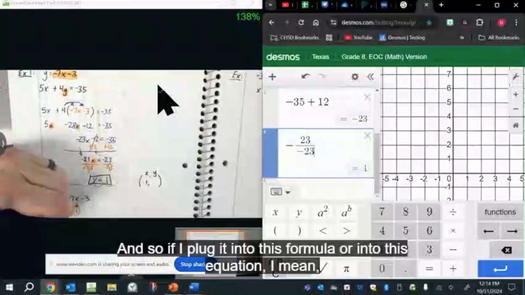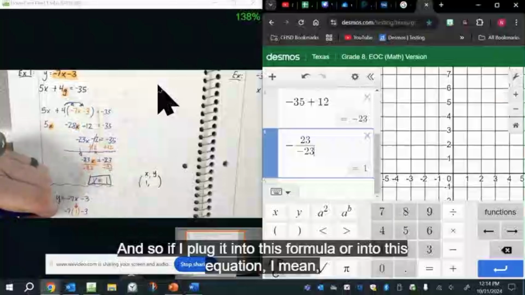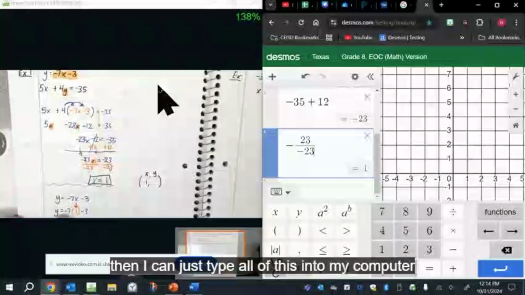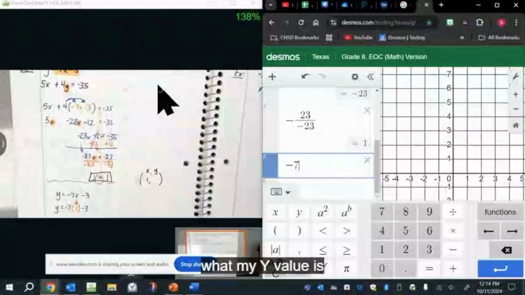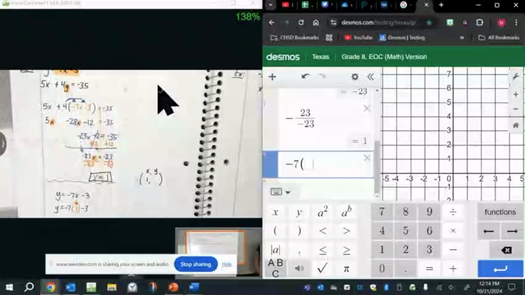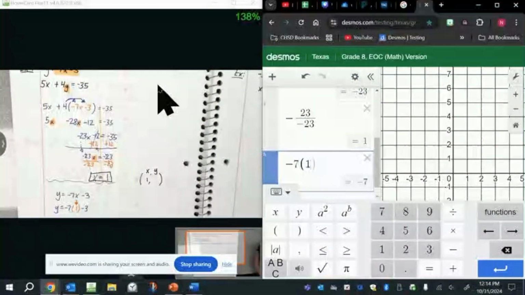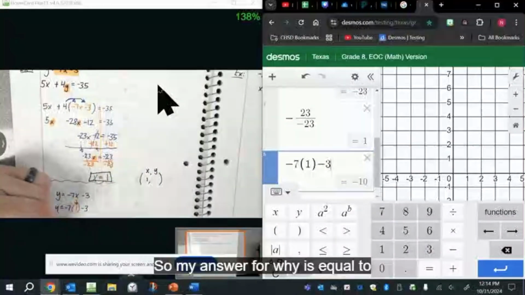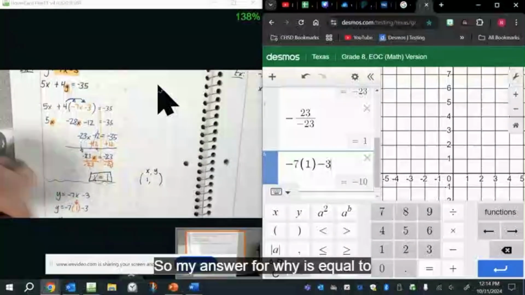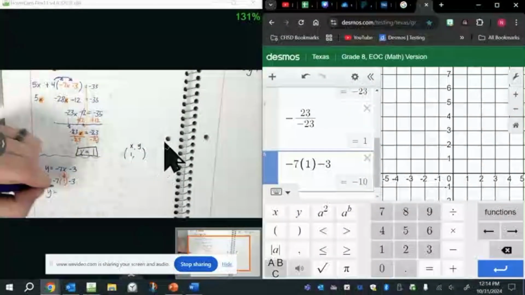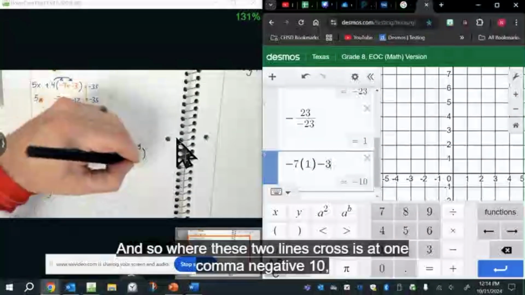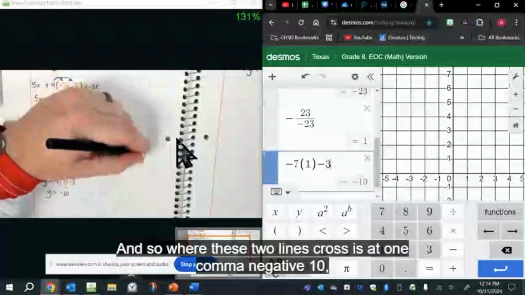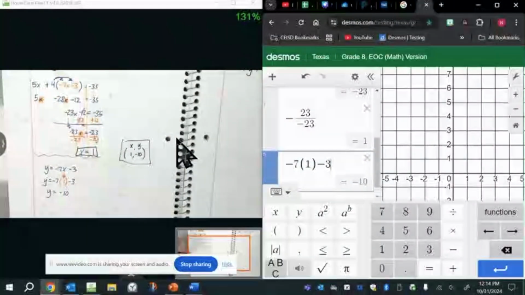And so if I plug it into this equation, I can just type all of this into my computer and it will tell me exactly what my y value is. 1 minus 3. So my answer for y is equal to negative 10. And so where these two lines cross is at 1 comma negative 10. That would be my answer.